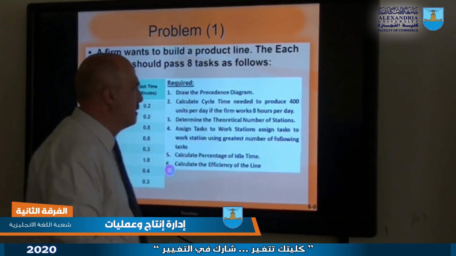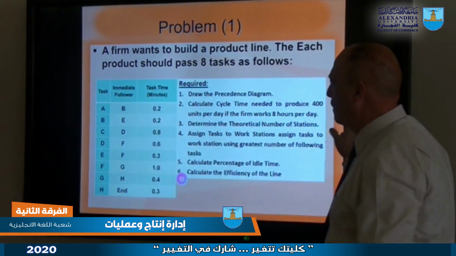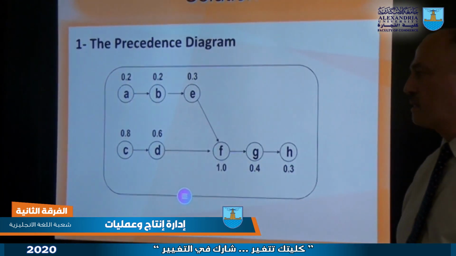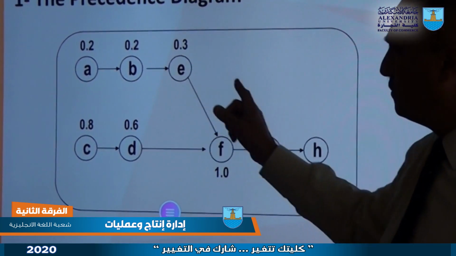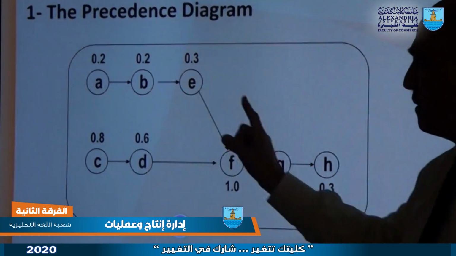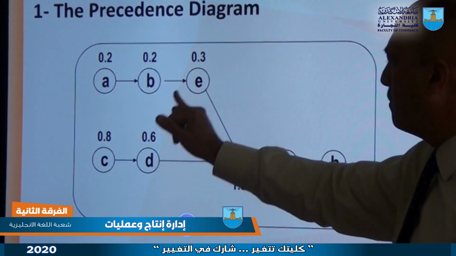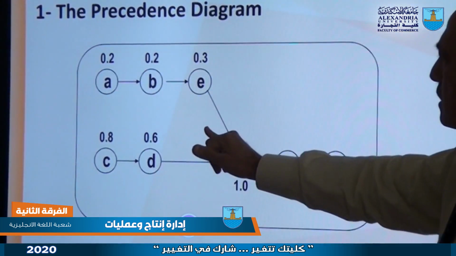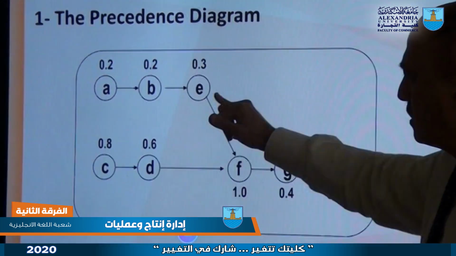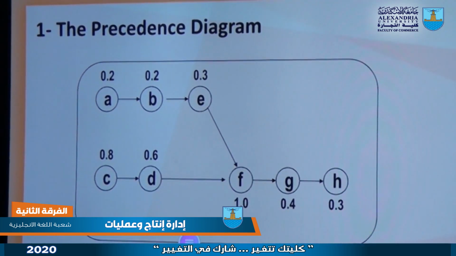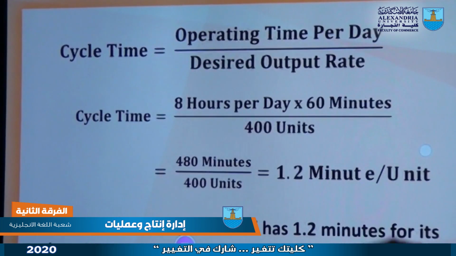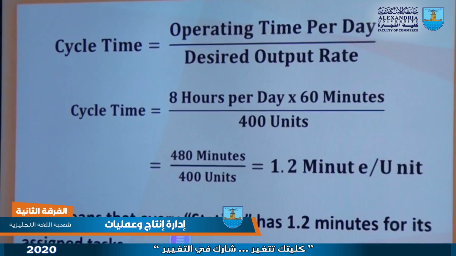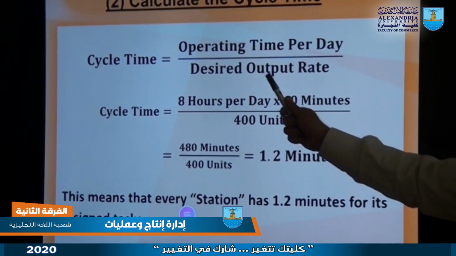It looks like this one. See? Put every task and the needed time to perform the task up there or down there, no problem. Okay? After we draw the precedence diagram, we can find the cycle time.